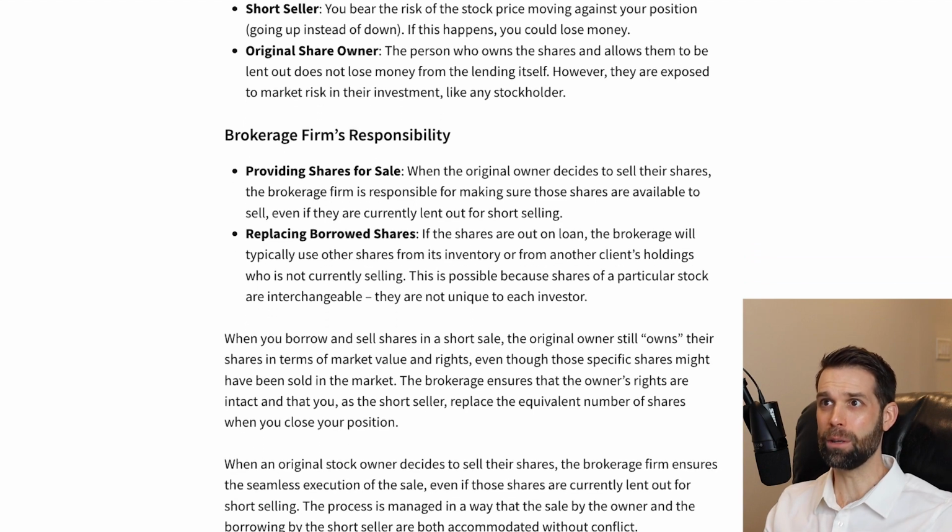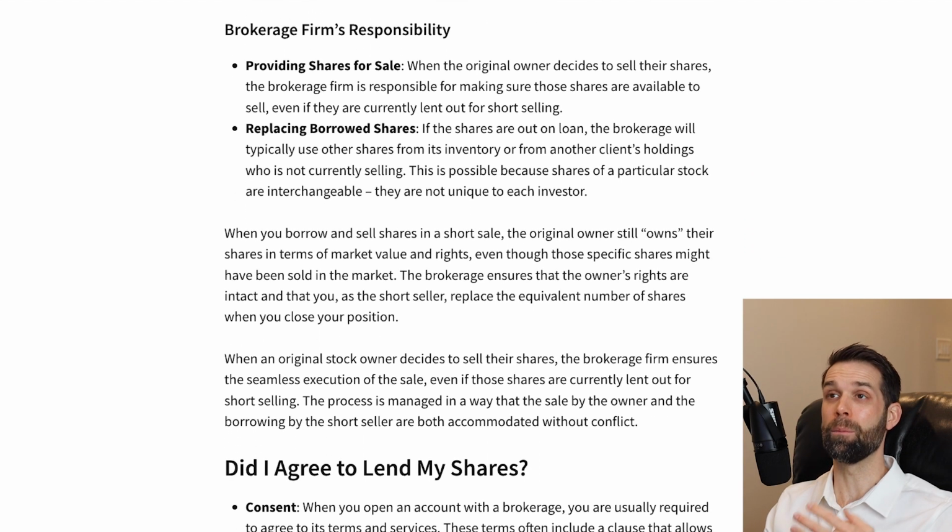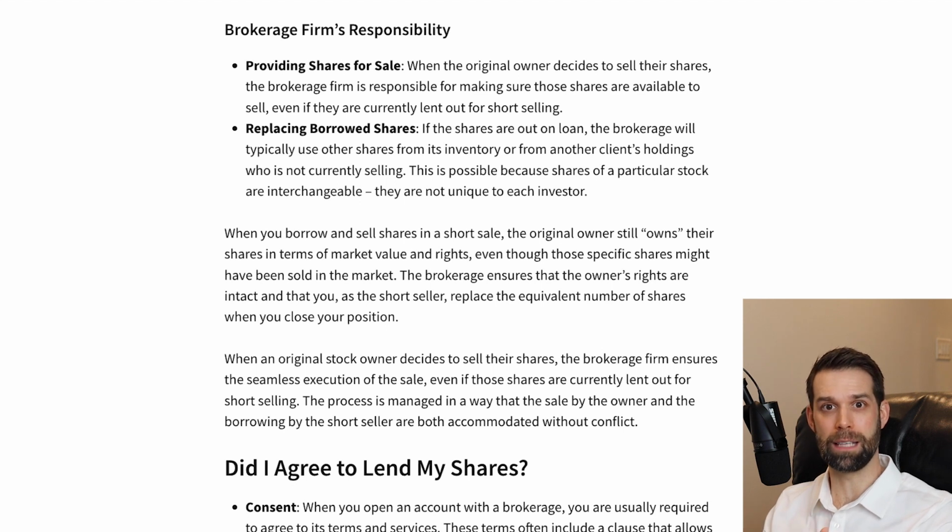Now, in terms of responsibility from the brokerage firm, providing the shares for sale. When the original owner decides to sell some shares, so you've opened up a short position, you've borrowed shares from someone in your brokerage, if the original owner then wants to sell the shares, the brokerage firm is responsible for just supplying those shares to the person who wants to sell them. So it's never a situation where you've borrowed shares from someone and now they don't have access to those shares and they can't sell them.